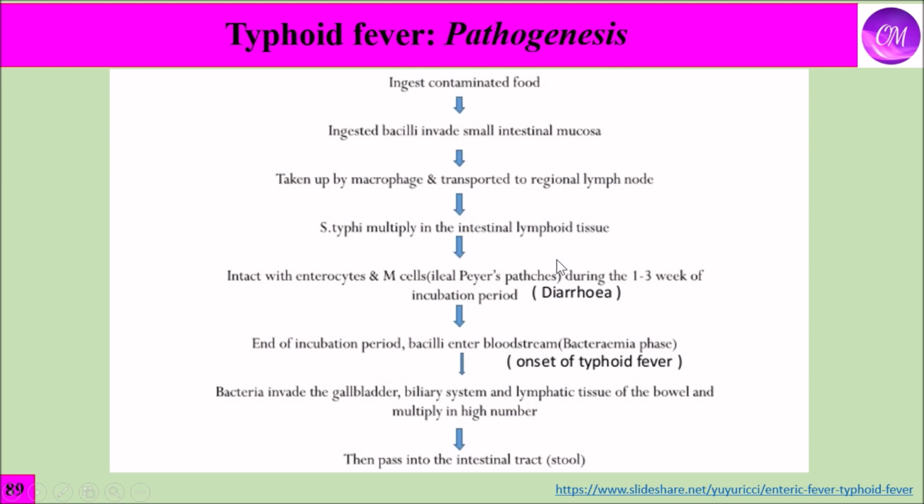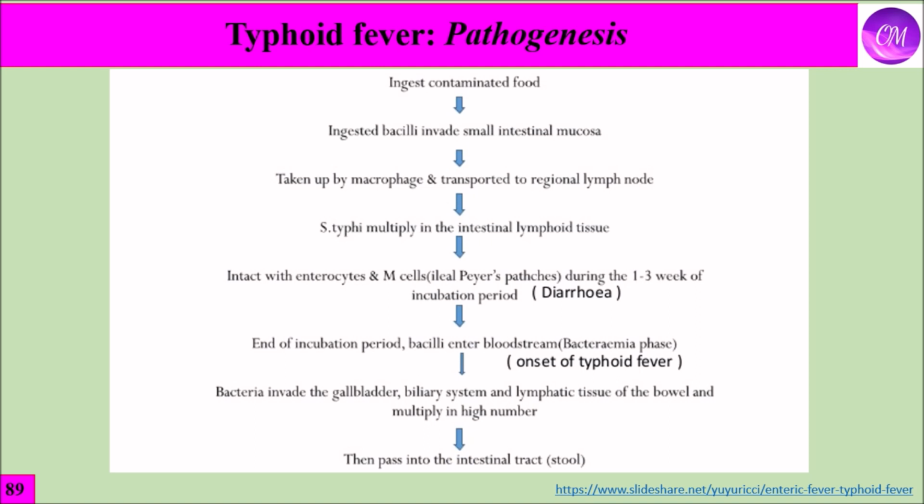The pathogenesis of typhoid fever. First, they ingest contaminated food. Ingested bacilli invade the small intestinal mucosa, are taken up by macrophages and transported to regional lymph nodes. Salmonella typhi multiply in the intestinal lymphoid tissue, interact with enterocytes and M cells, the ileal Peyer's patches, during the 1 to 3 week incubation period that results in diarrhea.